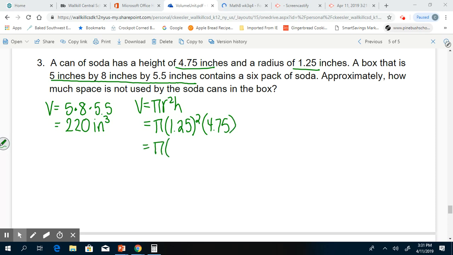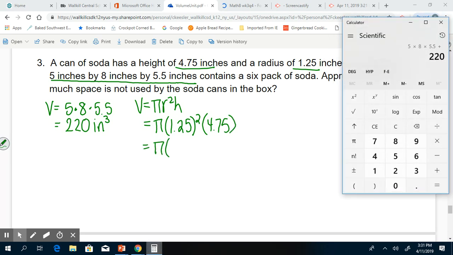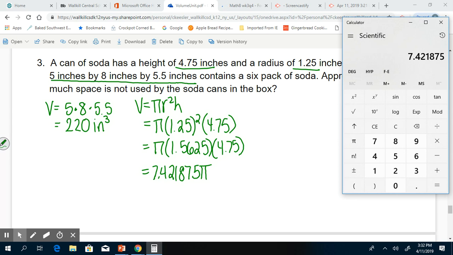It's going to give us pi times 1.5625, don't do any rounding yet, times 4.75, which is 7.421875 times pi, which is approximately, I'm going to round to the nearest whole number again, 23 inches cubed. So now I'm going to go back and read this because I don't want to miss anything here.